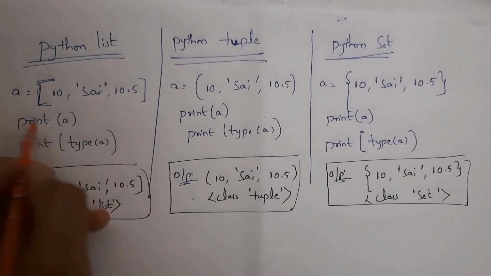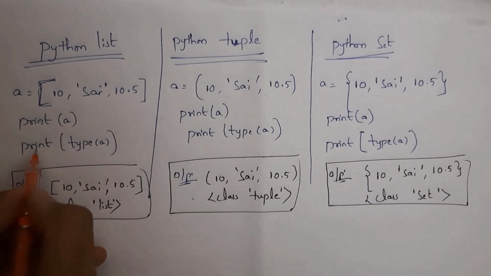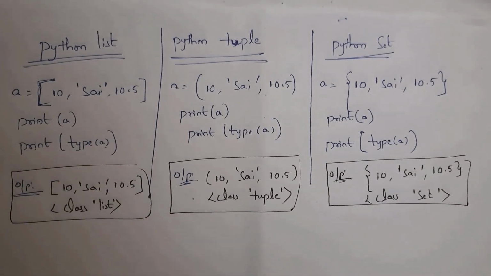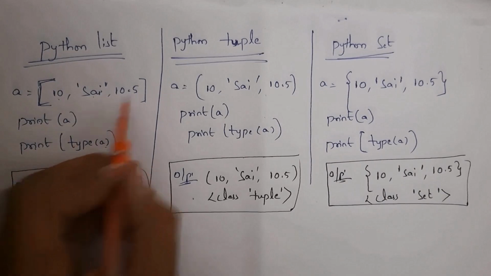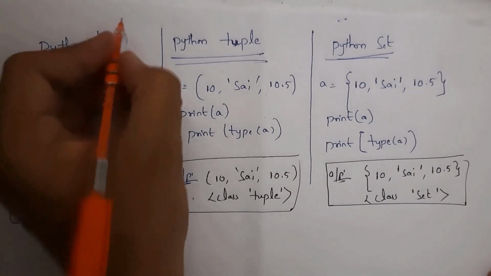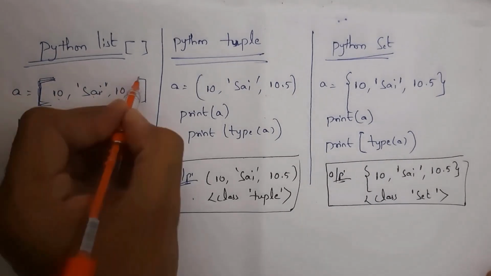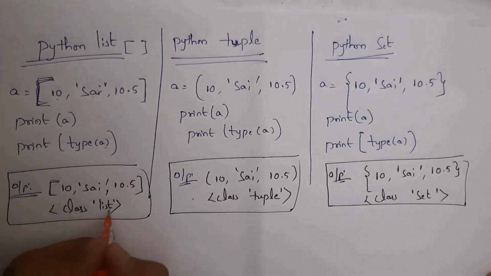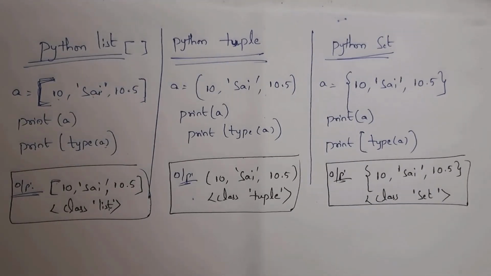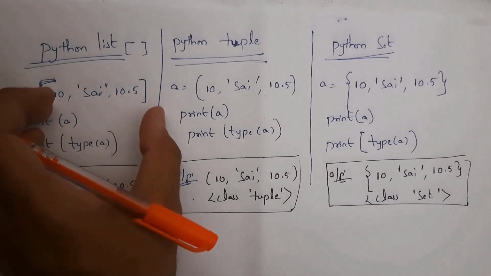Now I am writing here print a, and next I wrote print type of a. Whenever you execute this program, you will get output 10, Sai, and 10.5. This is my output. Guys, these square brackets represent Python list. So if you take square brackets, then you will get class list. Guys, you need to remember this, that Python list is represented in square brackets.